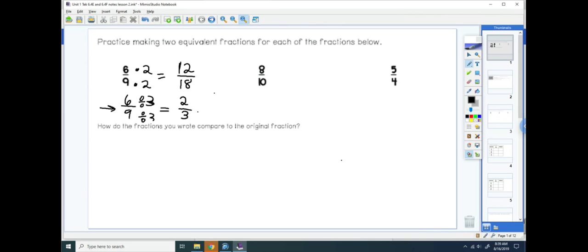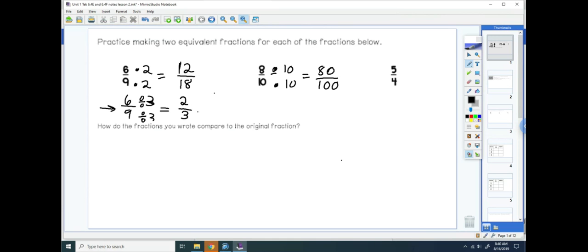Down here, what I just did is actually called simplifying, meaning that 2/3 is the simplest form. It means it's the smallest form it could possibly be in. 12 over 18 is a bigger form. You can actually even make it bigger. I can do 6 times 10 and 9 times 10 and make that 60 over 90. And I'll do that on this one. So I can multiply this by 10, multiply this by 10, and I can make that 80 over 100.